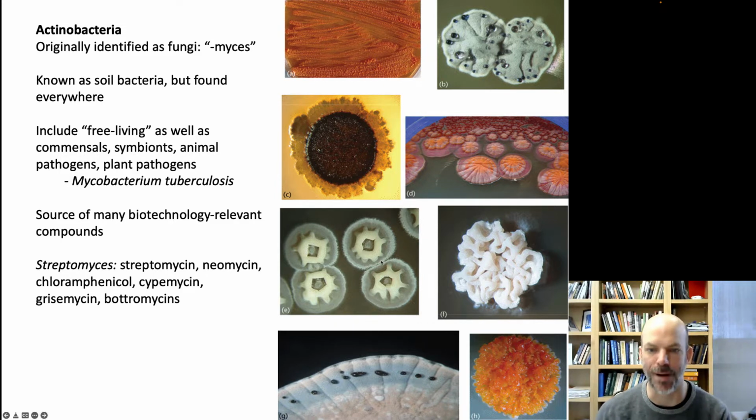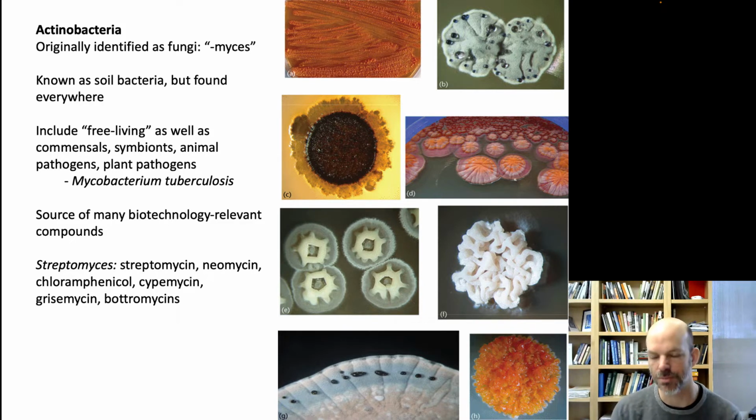These are bacterial biofilms. A little bit of ecology about actinobacteria. They're extremely common in soil. They're kind of known as soil bacteria, but they're actually found everywhere. Even in the ocean, there are marine actinobacteria. And they're very, very diverse. They include so-called free-living bacteria, as well as those that live on other organisms, like those that are associated with plants, plant pathogens, symbionts. There are animal pathogens in the actinobacteria. Tuberculosis, for example, is a member of the actinobacteria.